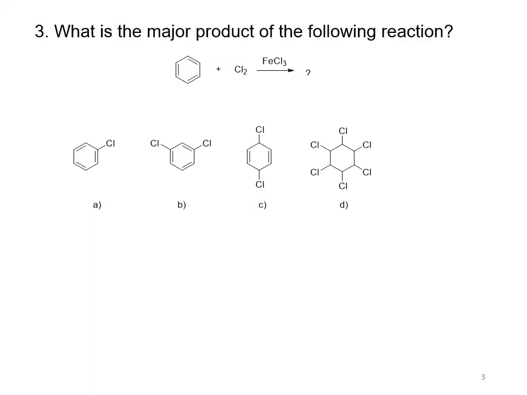Next question: what is the major product of the following reaction? It's a typical chlorination reaction, so benzene reacts with chlorine in the presence of iron trichloride. The only possible trick here is to recognize that iron trichloride is a Lewis acid, and typically we use aluminum trichloride, but any Lewis acid works. Zinc chloride would work, gallium chloride, so any Lewis acid will work. And so the product is a typical chlorination of the benzene ring, so chlorobenzene. A.